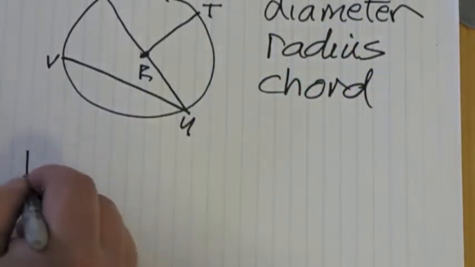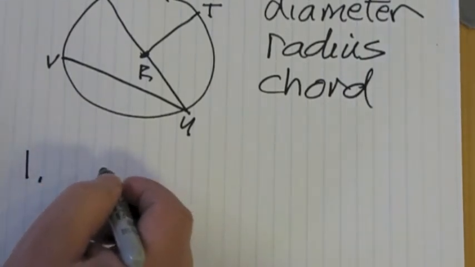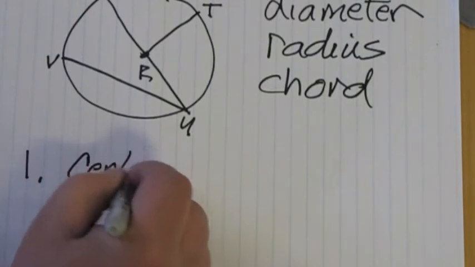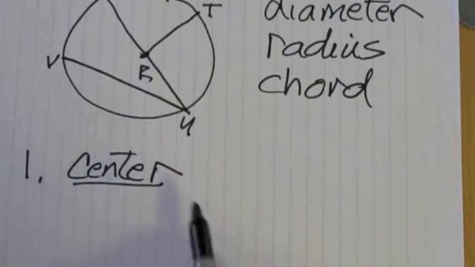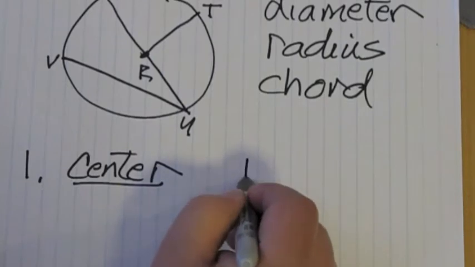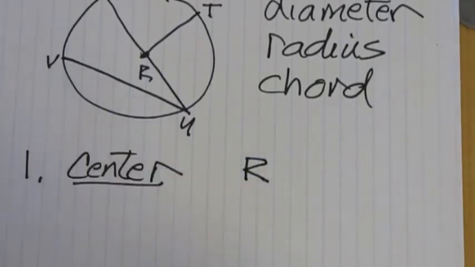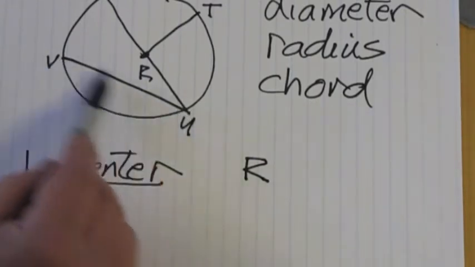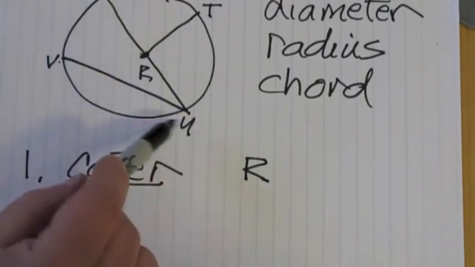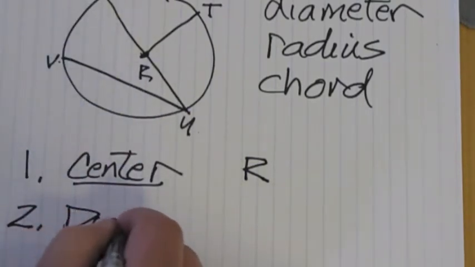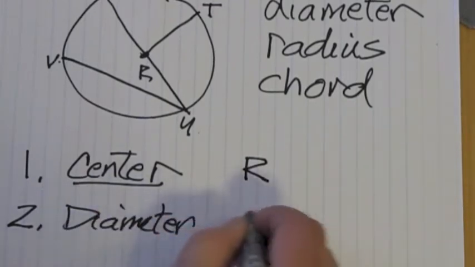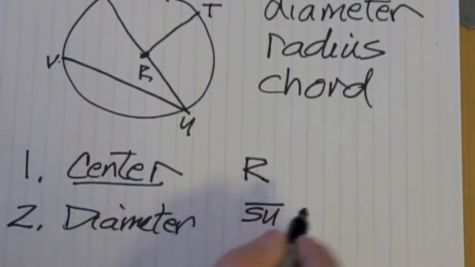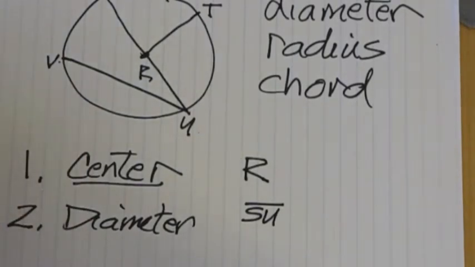So, what's the first question? Question 1 is, name the center of the circle. So there's another vocabulary word. What's the center? The center is going to be point R. Question number 2, identify a chord that is a diameter. When I look at this diagram, I have two chords, VU and SU, but the one that is a diameter is SU, and we write that as a line segment.